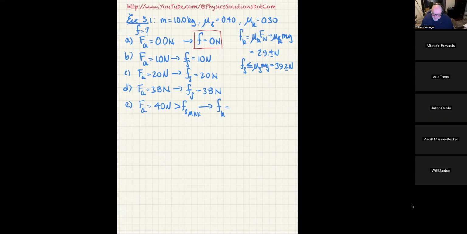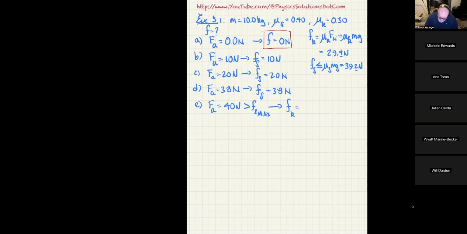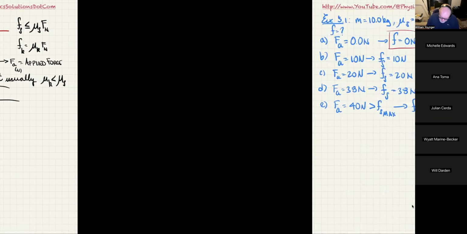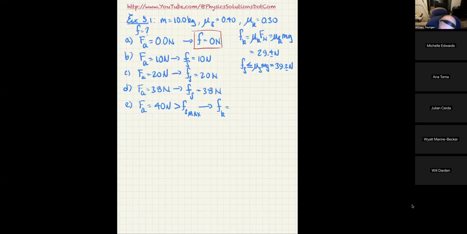And then the kinetic friction always acts with exactly the same magnitude, as you can see here by the horizontal line after you got past the max. And that amount is mu k times the normal force. So this friction force is in fact 29 newtons. So those are the answers for that.